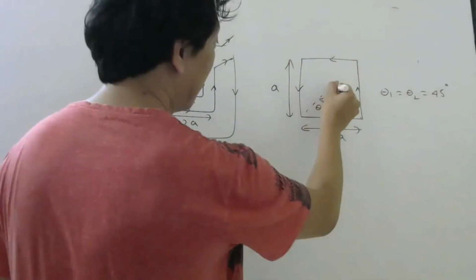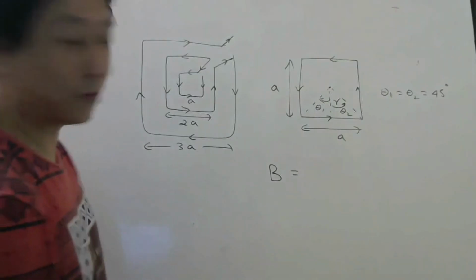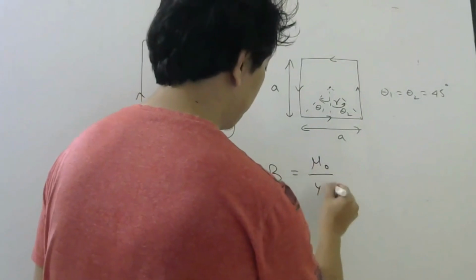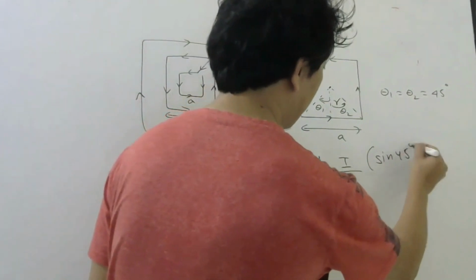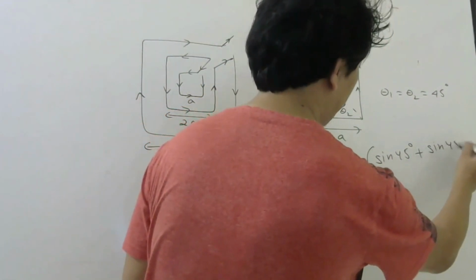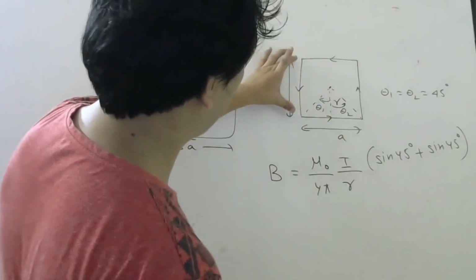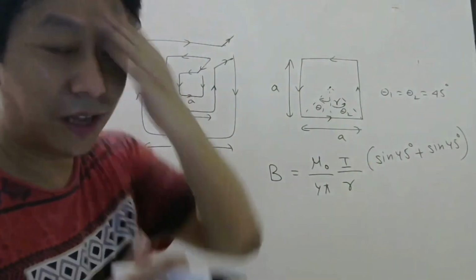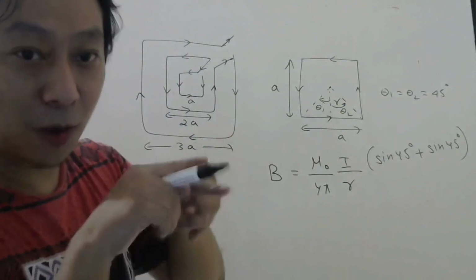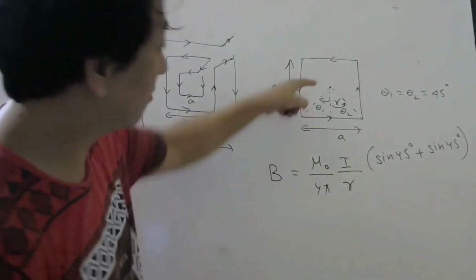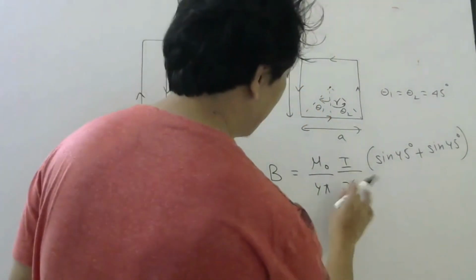So magnetic field here due to only this part will be mu naught by 4 pi, I by R, sine theta 1 (45 degree) plus sine theta 2 (45 degree). Right? Okay, what is R here? This R is very simple. This is A, this is R. In case of triangle, we had to find the distance from the centroid to one side of the wire. Here no need to do. From center to one side of the wire, this will be half of A. So R will be A by 2.